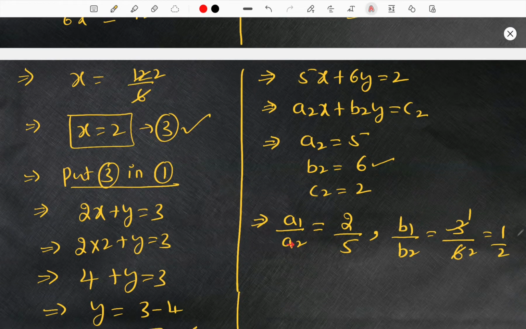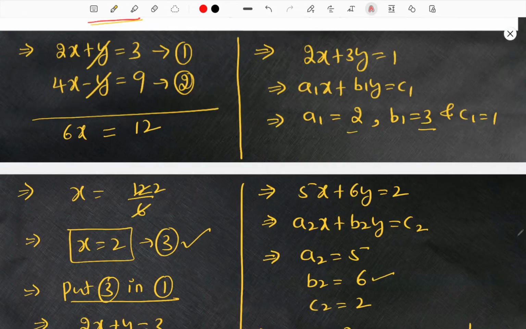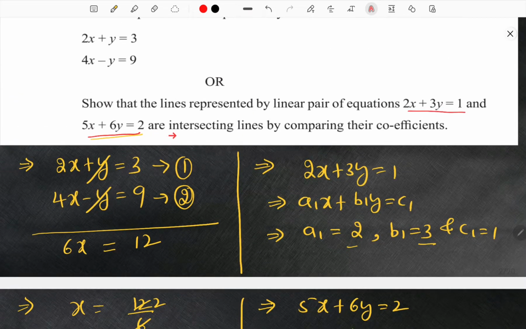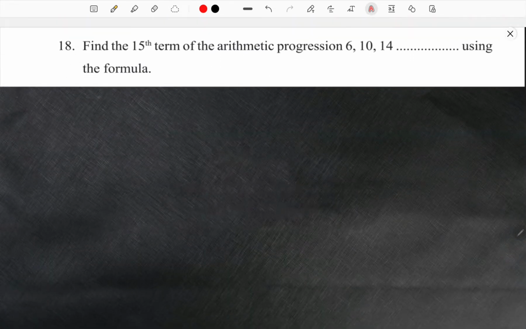You can clearly observe a1 by a2 is 2 by 5 and b1 by b2 is 1 by 2. Both are not equal. So we get a1 by a2 is not equal to b1 by b2. Therefore the graphs are intersecting. That is the condition: if the coefficient ratio is like this, a1 by a2 not equal to b1 by b2, then the graphs are intersecting. That's what they are asking, to show they are intersecting. Moving forward to the next question.